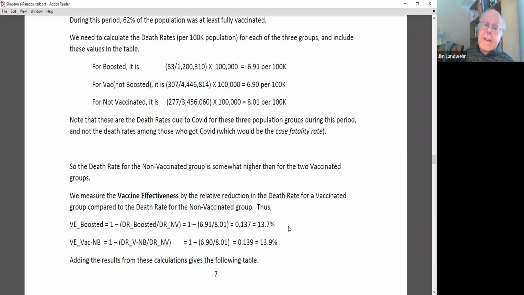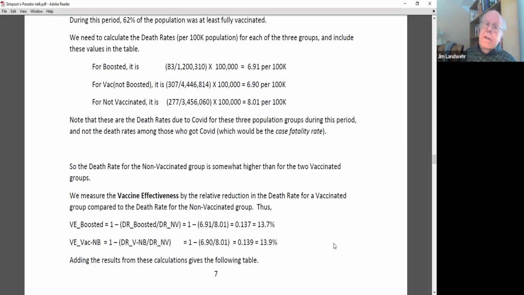So the vaccine effectiveness for the boosted group is, from these numbers here, 1 minus 6.91 per 100K divided by 8.01 per 100K. That's 0.137 or 13.7%. And the vaccine effectiveness for the vaccinated but non-boosted group is calculated using the same formula with different variables in it. It turns out to be almost exactly the same number.